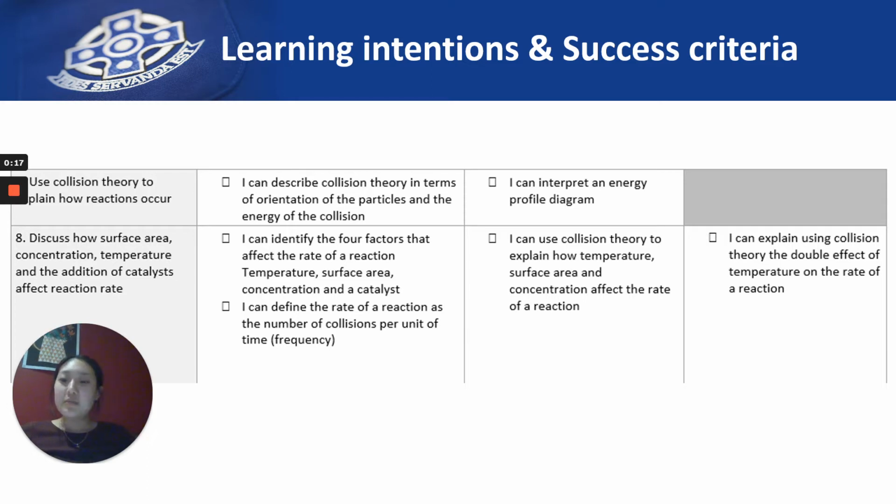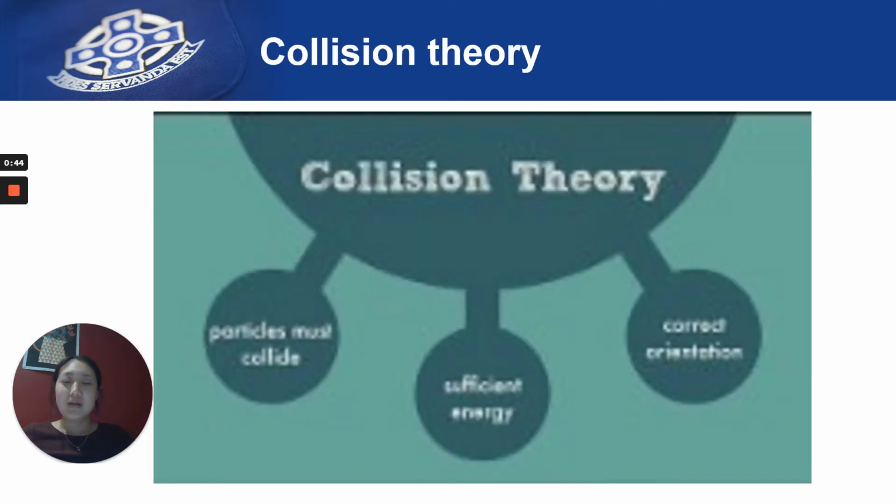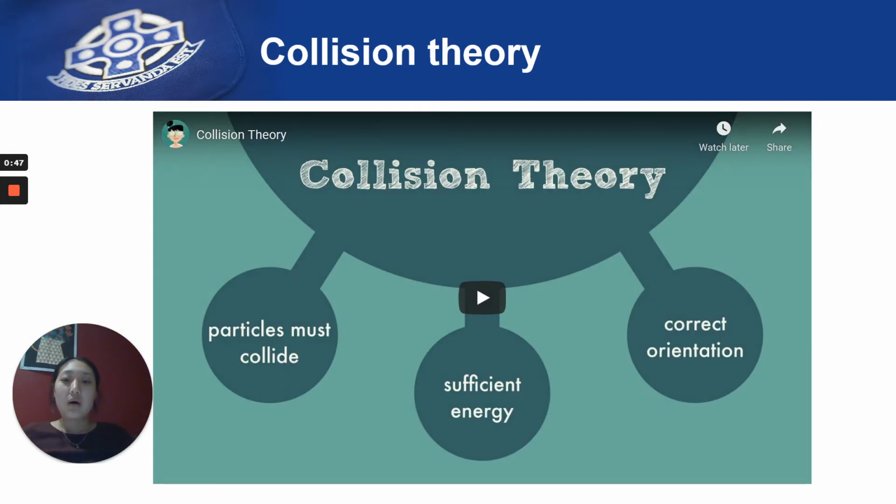So these two are the learning intentions and success criteria for chemical reactivity. Have a look at these, and by the end of the topic, you should be able to tick off all these bullet points. Today we'll be focusing on the collision theory and rate of reaction. Before I go into collision theory, I want you to watch this video. I have put this up on OLE, so have a look at that.